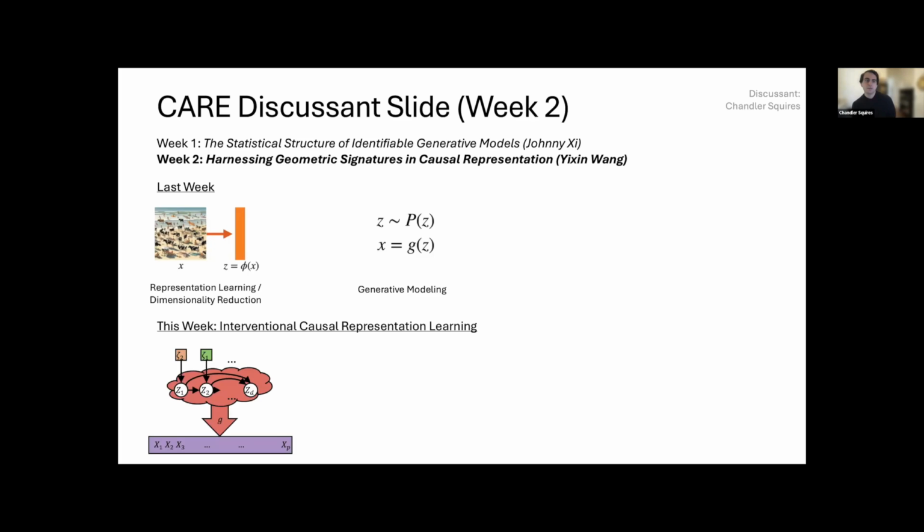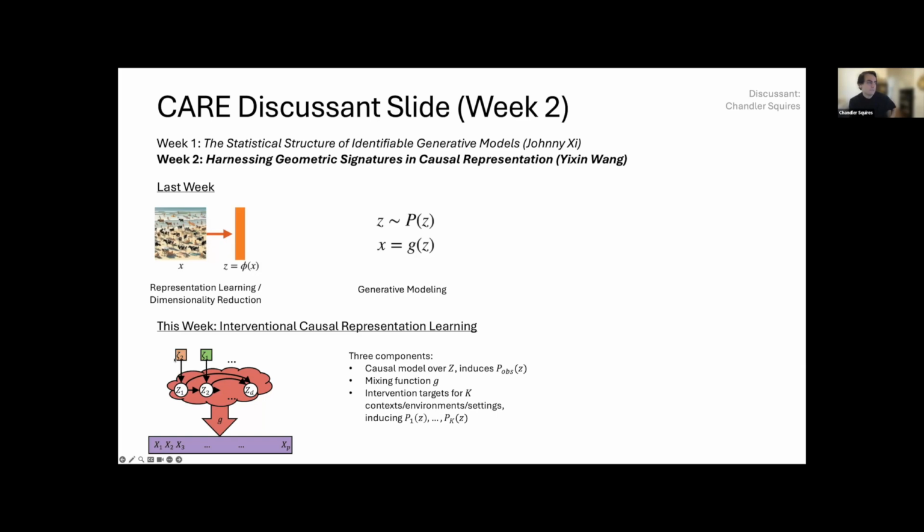So this week, we're focused on a specific kind of generative model. Basically, we have this latent distribution Z. We have this mixing function that generates the X's. And in addition to this, we're assuming that these Z's are related in terms of a causal model. So there's some distribution over the Z's that is induced by that causal model.